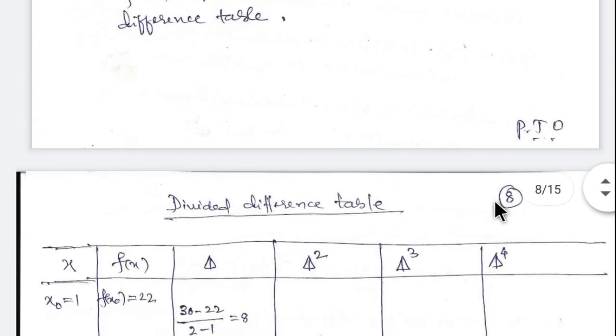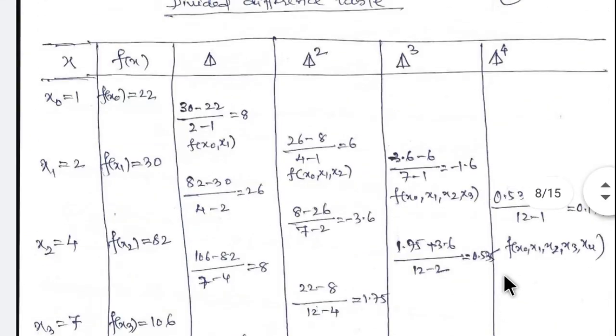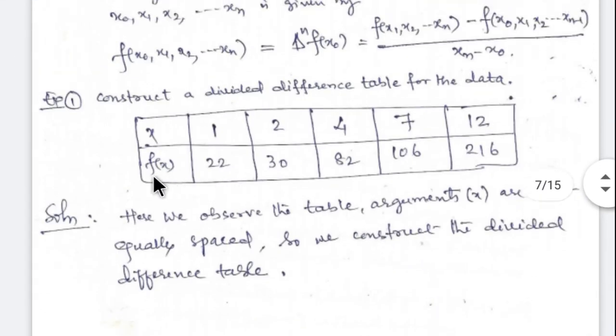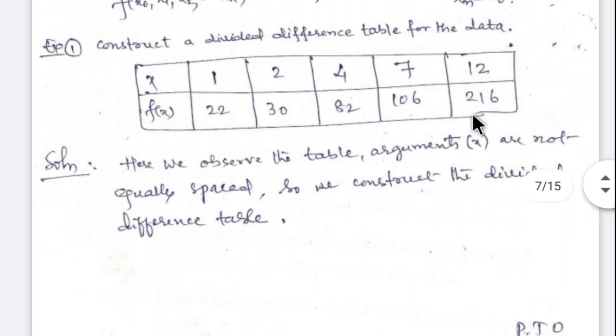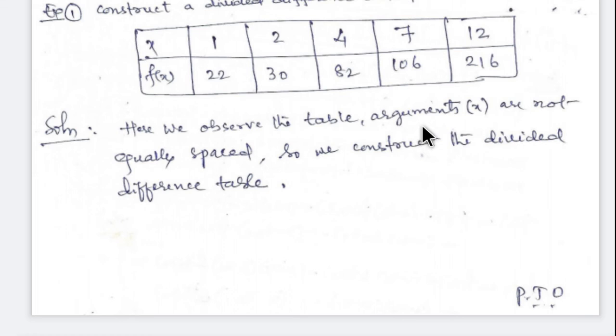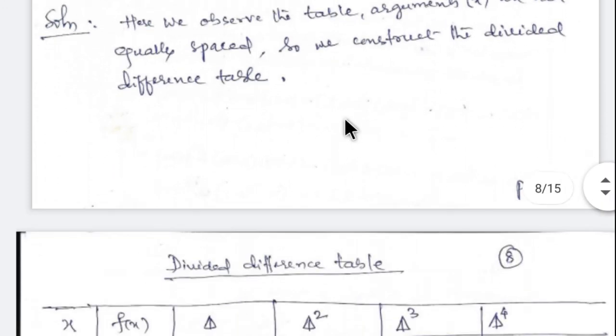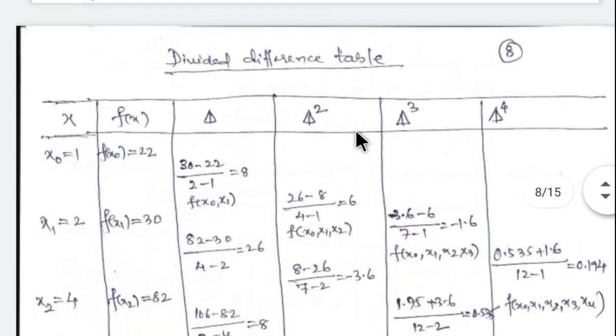You see how to construct a divided difference table. Example one: just explain how to construct a divided difference table for the data. X is given like this, and f x values are given. Here we observe in the table that the arguments x are not equally spaced. You see that 2 minus 1 is 1, 4 minus 2 is 2, 7 minus 4 is 3, 12 minus 7 is 5, different, not equally spaced. So we construct the divided difference table.